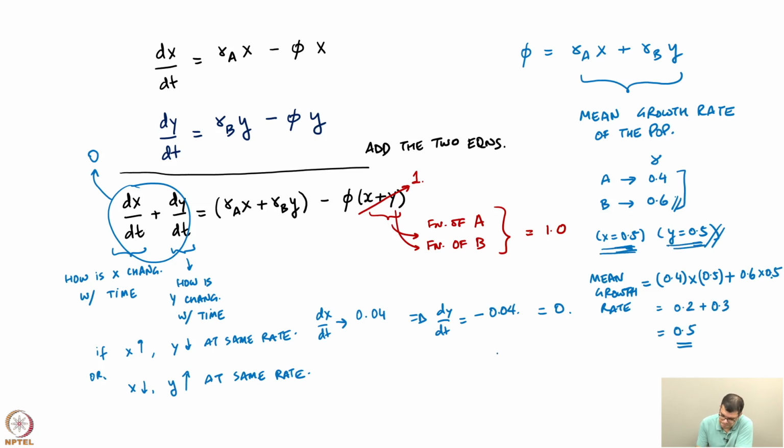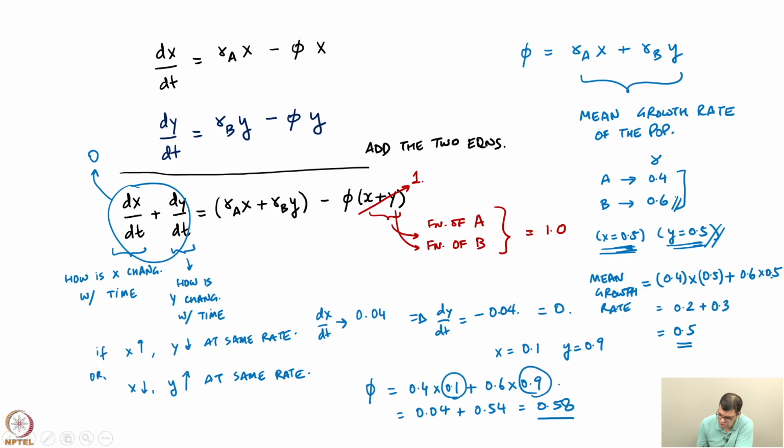If however later on x becomes 0.1 and y becomes 0.9, then phi becomes Ra, which is 0.4, into 0.1, plus Rb, which is 0.6, into 0.9. This equals 0.04 plus 0.54, which is 0.58. So, now because of the change in the fraction of individuals of each kind in the population, the mean growth rate has increased to much closer to the growth rate of pure B. And we will see some of the implications of this in the next video, and we will continue further.